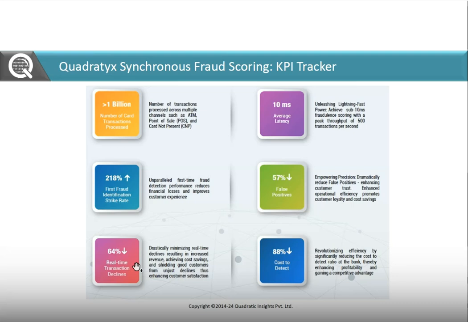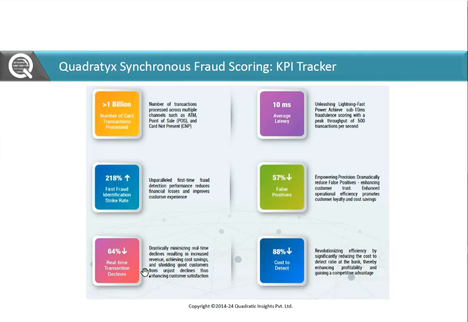Similarly, real-time transaction declines are reduced by 64% because of Quadratyx Synchronous Fraud Scoring. Spurious fraud scores are not given. These are fraud scores that are derived out of a comprehensive customer genome and sophisticated machine learning models. So transaction declines significantly come down. False positives significantly come down, 57% here. And the cost to detect a fraud comes down significantly. This is 88% reduction. And similarly, the latency, that is the processing time, also improves because of this.